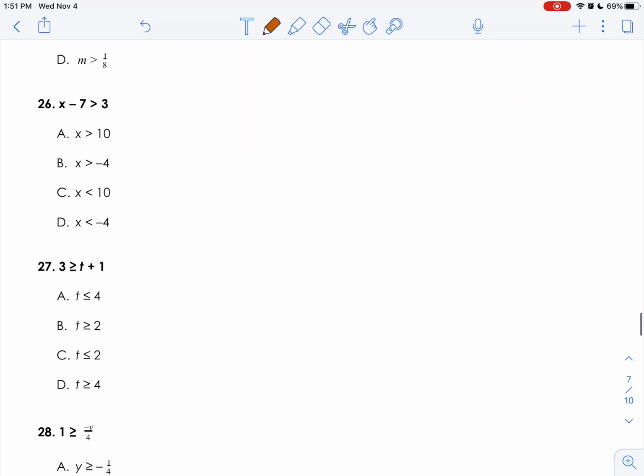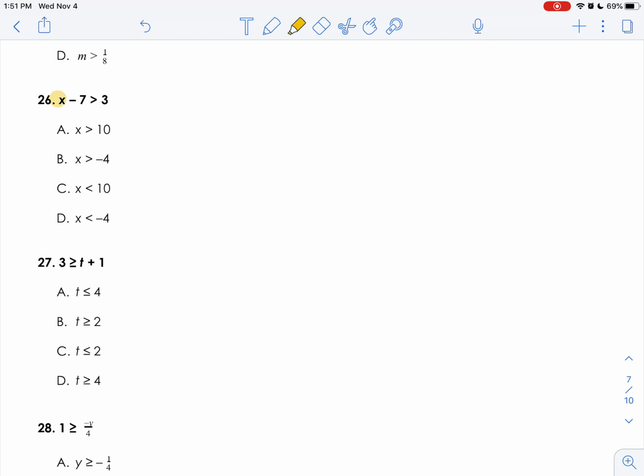We're going to take a look at the next one, 26. It says x minus 7 is greater than 3. To get the x by itself, I'm going to add 7 to both sides. Negative 7 plus 7 gives me 0, leaving me with x is greater than 3 plus 7 is 10. X is greater than 10, that would be A.